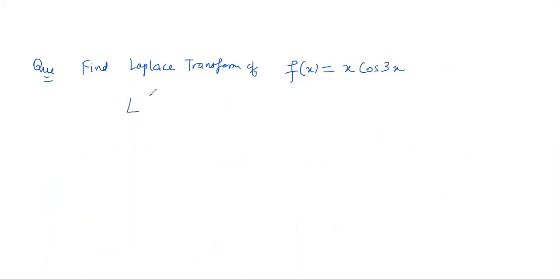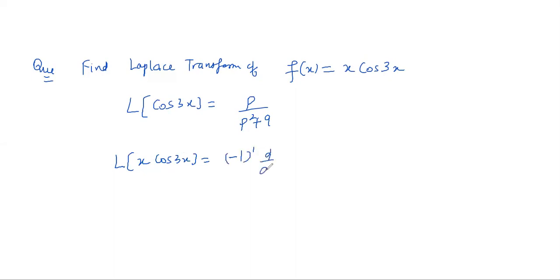Now you already know Laplace transform of cos 3x. So what is Laplace transform of cos 3x? This is p over p square plus 9. So what is going to be Laplace transform of x cos 3x? According to property number 2, because you are multiplying with x raised to power 1, this is minus 1 raised to power 1 times the derivative of p over p square plus 9. Whatever is the Laplace transform, this is our f of p, a function of p. This one you have to differentiate with respect to p.